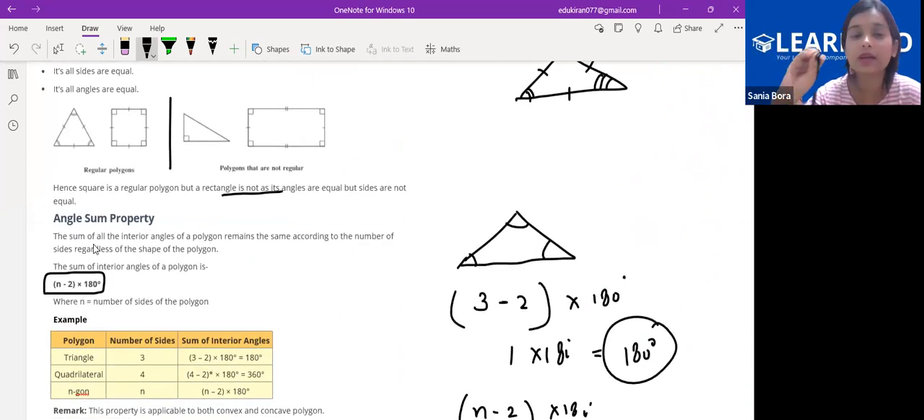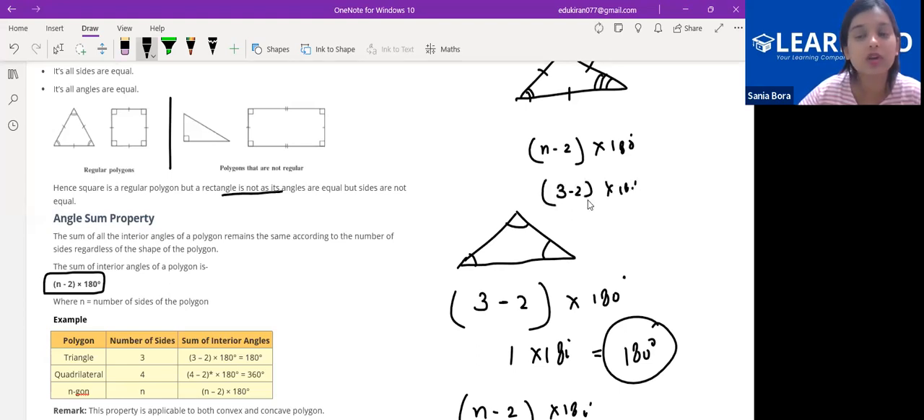Yes, I'm coming to that. If I ask you to find the angle sum property of a triangle, this is the formula: n minus 2 multiplied by 180. So if I ask you for the triangle, how many sides does a triangle have? 3. So 3 minus 2 multiplied by 180. So 3 minus 2 is 1, multiplied by 180. So the sum of all the angles of a triangle would be 180.